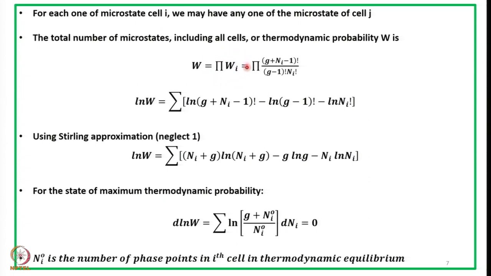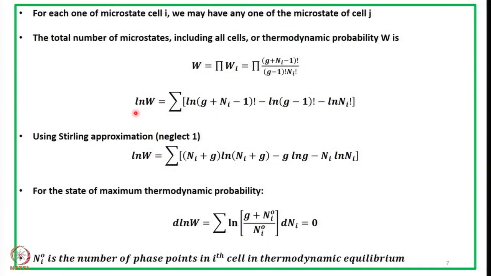If you take multiplication of all these, then you have multiplication of the ratio of these factorials. Now, let us go back to our discussion in Maxwell-Boltzmann statistics. What we talked there was that sometimes it is easier to work with logarithm of W rather than just W.